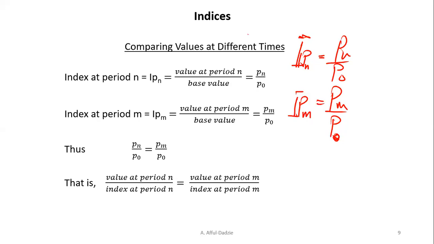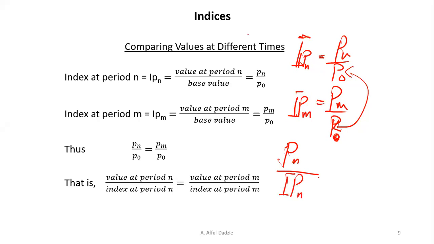So if you look at these two expressions, there's one thing that is common to both of them. That is the base periods. Because the base period for M will be the same base period for N, let's seek to make both of them the subject, or we can equate them to each other. So if I make this the subject, we can have Pn over IPn.